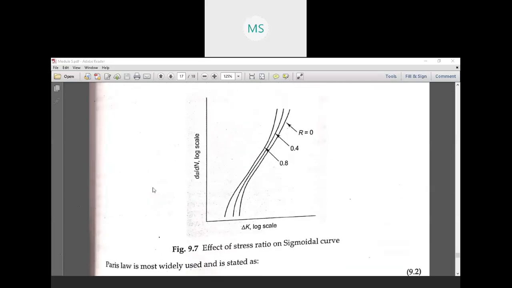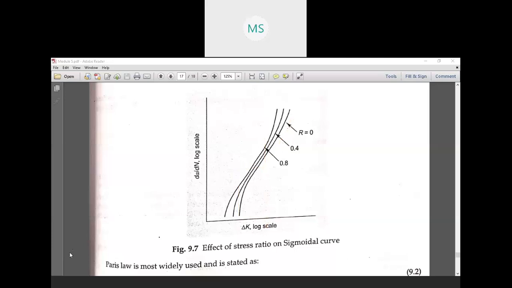When we have done something like this, we found the three stages of the system. This was stage 1, where there is a threshold energy which has to be cleared to go to the second stage. This is known as the second stage, also known as the Paris stage. And this is the last stage, where a sudden change happens with del K. So let us see what the Paris law is.